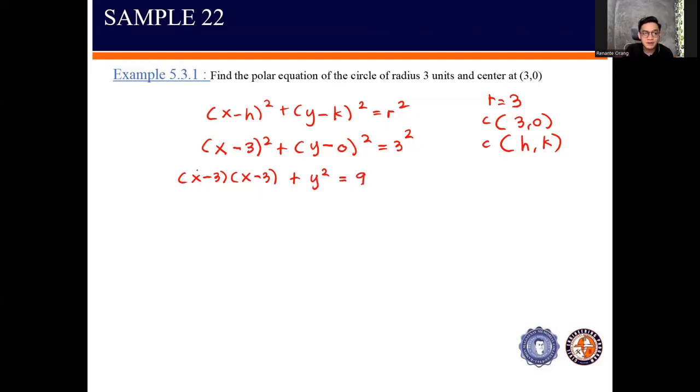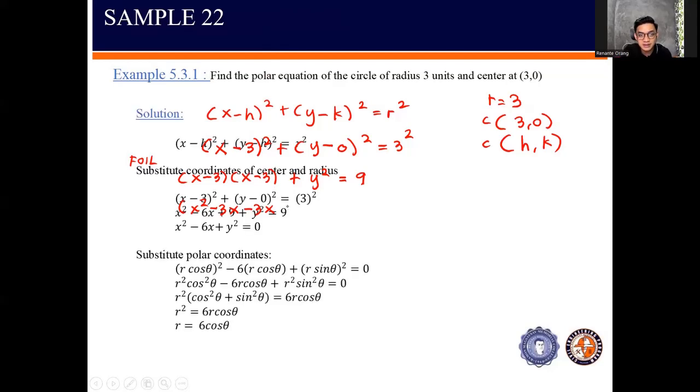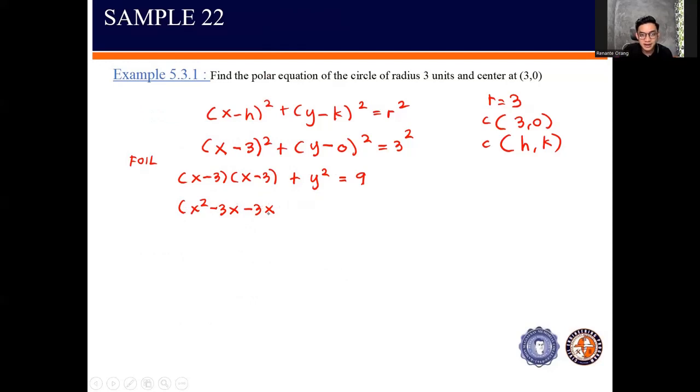Okay po. So for the FOIL method, di ba, we apply FOIL to x minus 3 multiplied by x minus 3. That is, first, x times x is x squared. Then, outer, x multiplied by negative 3, that is negative 3x. Then inner, which is also negative 3x. The last thing is negative 3 multiplied by negative 3, which is positive 9.